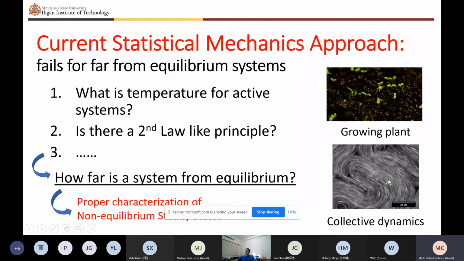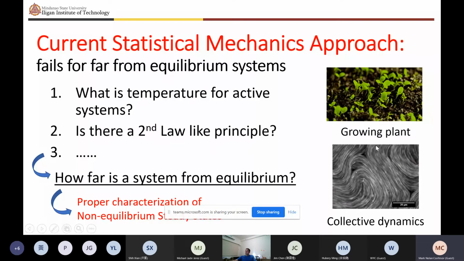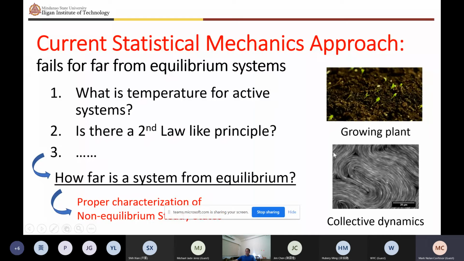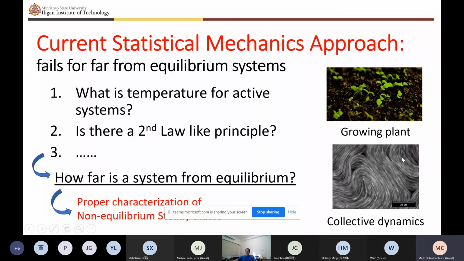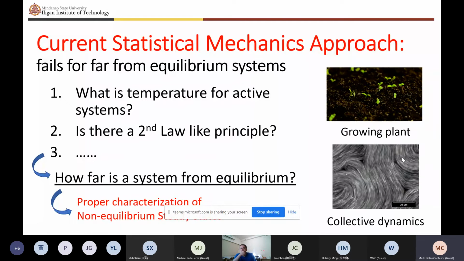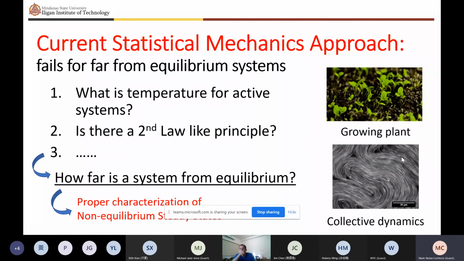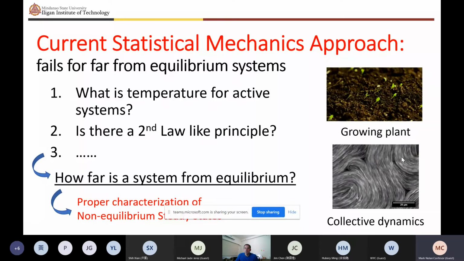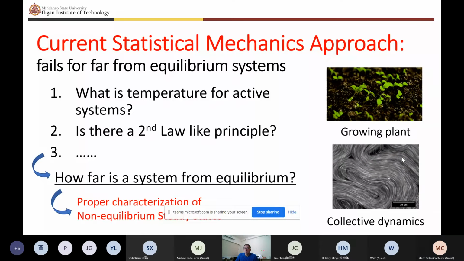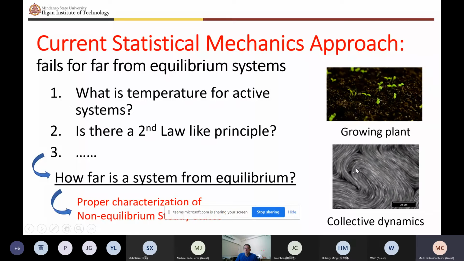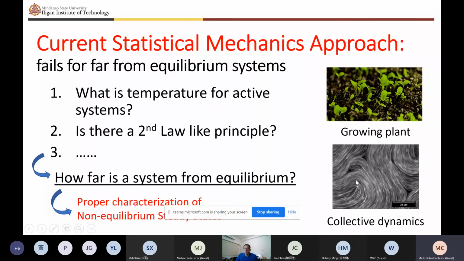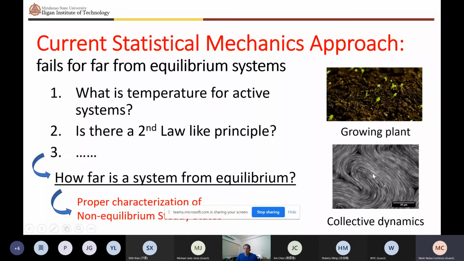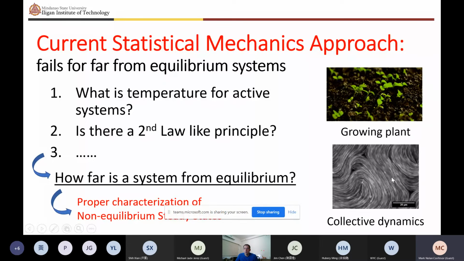Collective dynamics is another interesting thing that we often see in nature, which the current statistical mechanics approach cannot properly account for. Some of the questions that are very essential when you go to systems far from equilibrium are, for example, the following. What is temperature? For the case of this collective dynamics, made up of bacteria, they create a large-scale non-equilibrium structure compared to their sizes. One can ask, what is temperature for such a system?